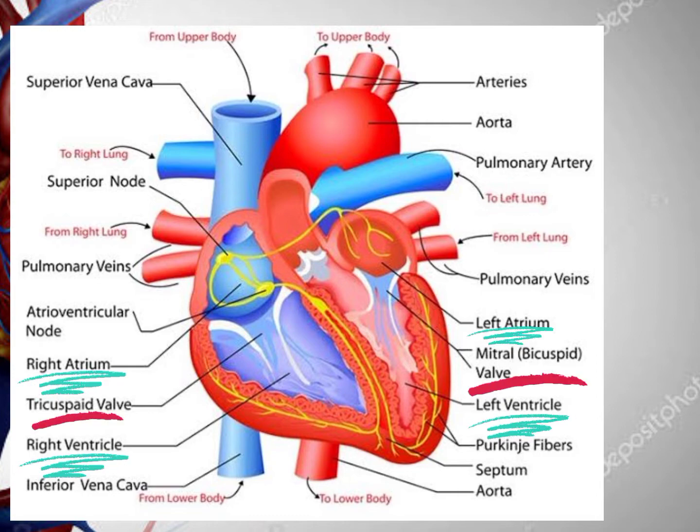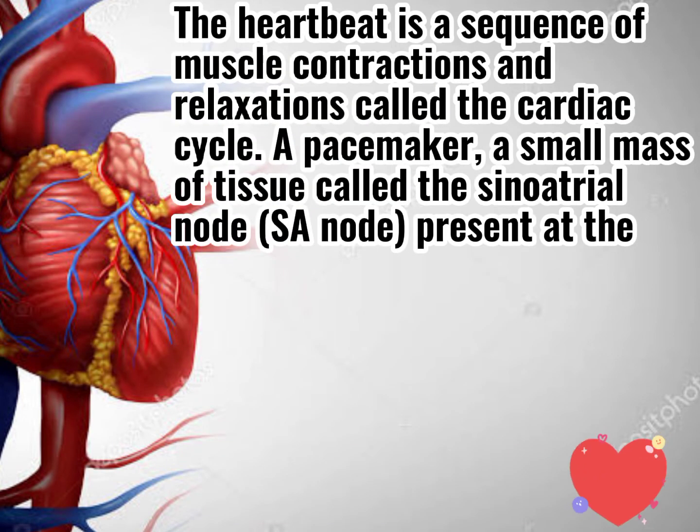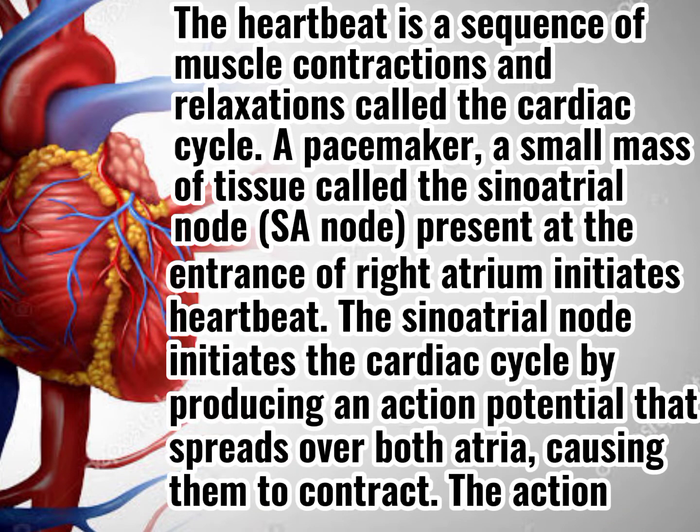Heartbeat. The heartbeat is a sequence of muscle contractions and relaxations called the cardiac cycle. A pacemaker, a small mass of tissue called the sinoatrial node, present at the entrance of the right atrium, initiates the heartbeat. The sinoatrial node initiates the cardiac cycle by producing an action potential that spreads over both atria, causing them to contract.